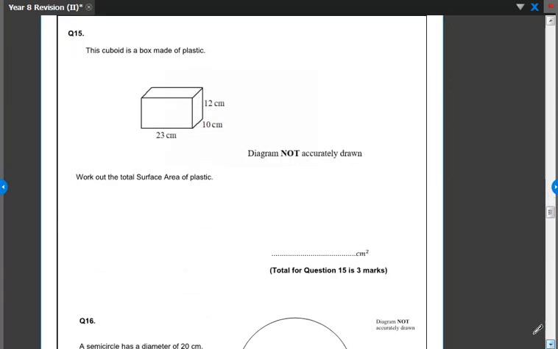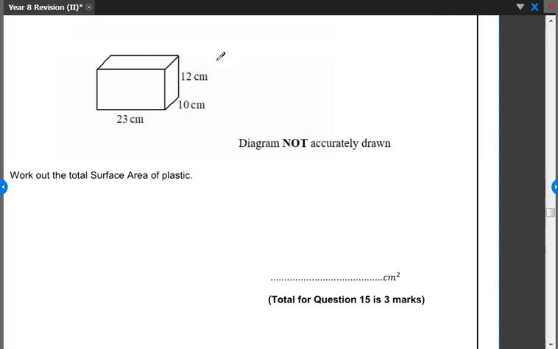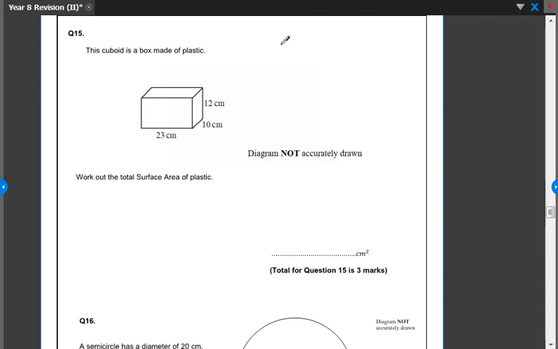Okay, we move on. Cuboid made of plastic. Work out the surface area, total surface area. How on earth are we going to do that? Okay, so we get the front, the top, and the side. So the front area is 23 times 12. The top area is 23 times 10. And the side is 10 times 12.